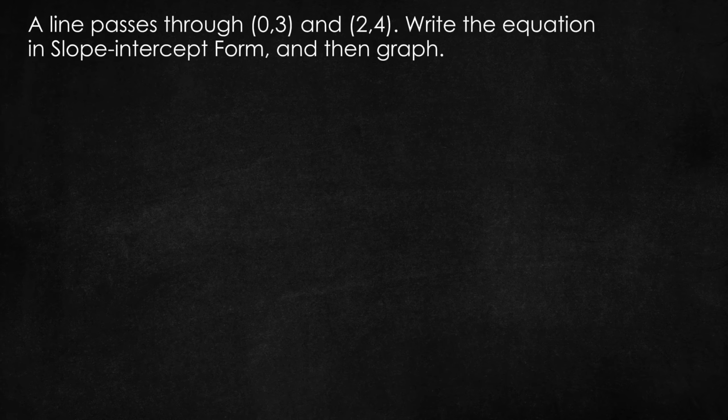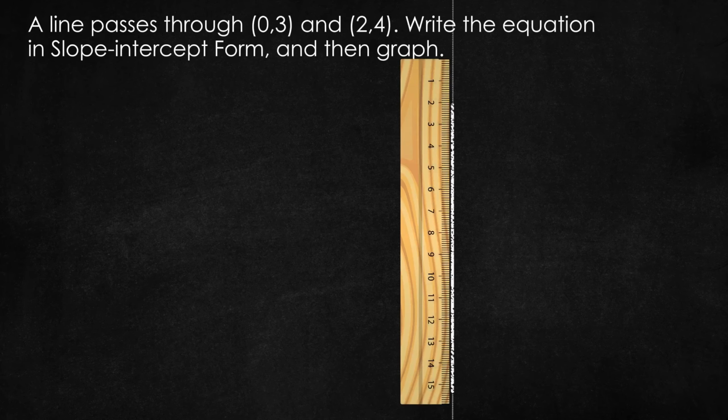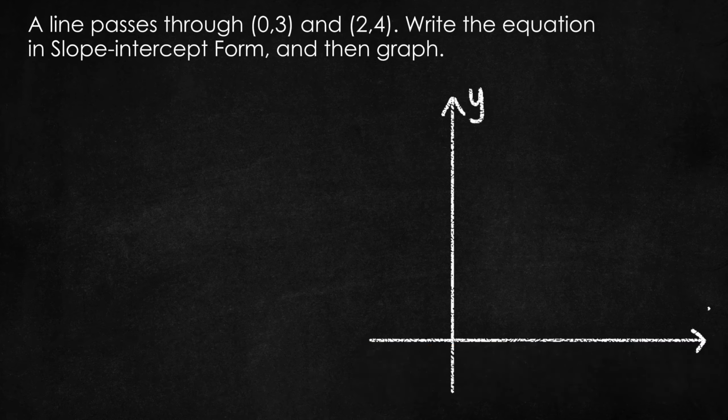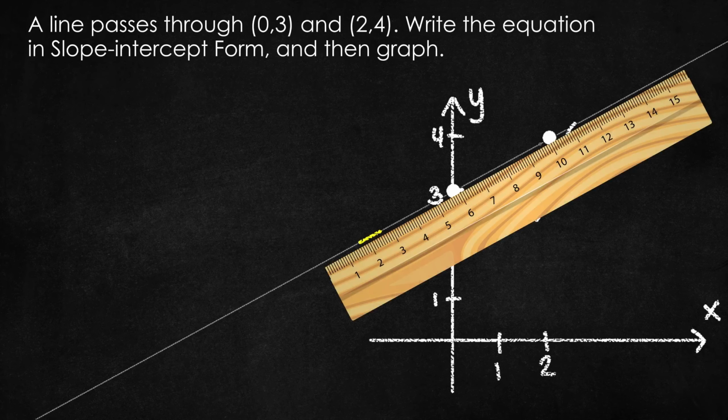A line passes through the points 0, 3 and 2, 4. Write the equation in slope-intercept form and then graph. I'll start by drawing the coordinate plane system, of course. Plot the point 0, 3 and the point 2, 4. Connect the 2 points by a single straight line.